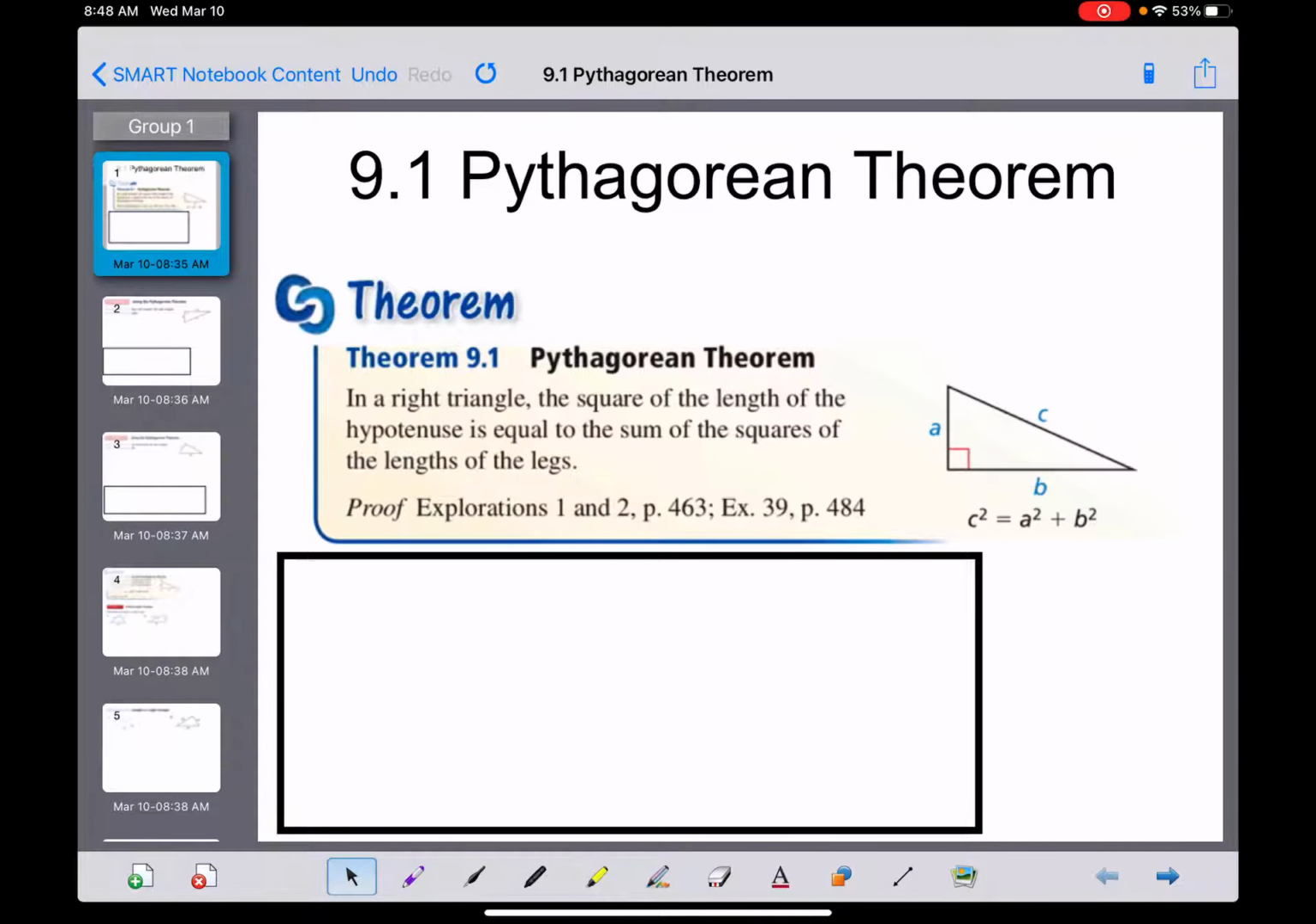This whole next chapter or unit is on right triangles, and we're going to be learning how to find missing sides of right triangles, how to find missing angles of right triangles. So we're going to start with one of the most popular theorems and equations in all of math, and that is the Pythagorean Theorem. So you might have seen this before.